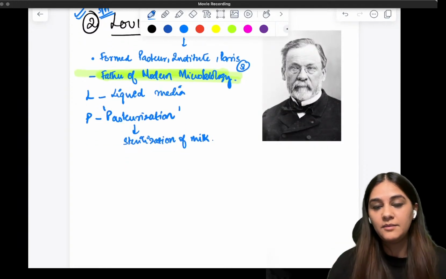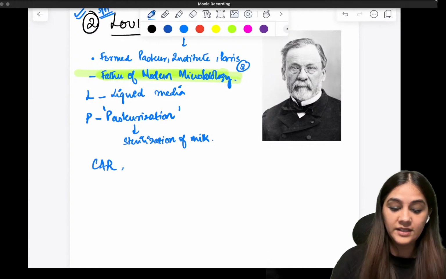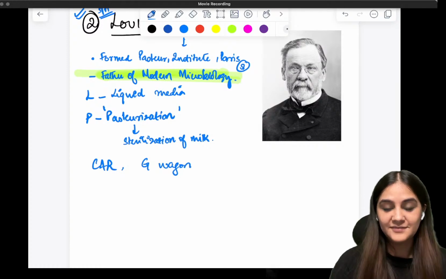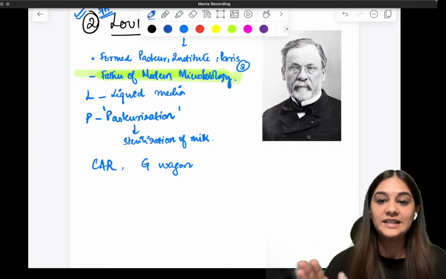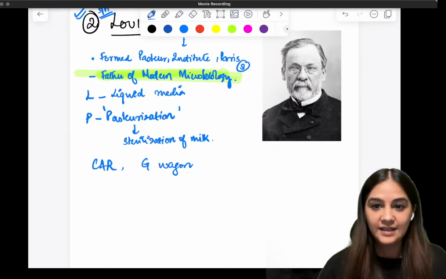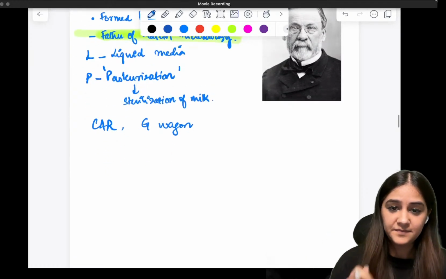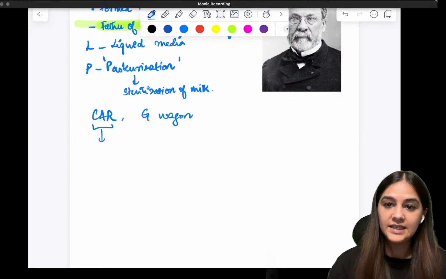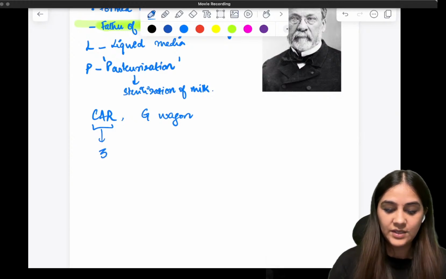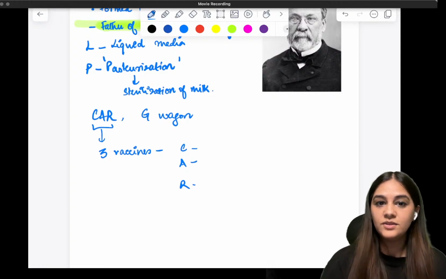Now remember another thing about Louis Pasteur. Louis Pasteur had a car called the G Wagon, right? So Louis Pasteur used to go to his Pasteur Institute in his car, which was a G Wagon. A G Wagon is a car, right? So what do we want to know with this? This car. So he actually gave us three vaccines, which are called CAR. Which ones are those? Can you tell me?